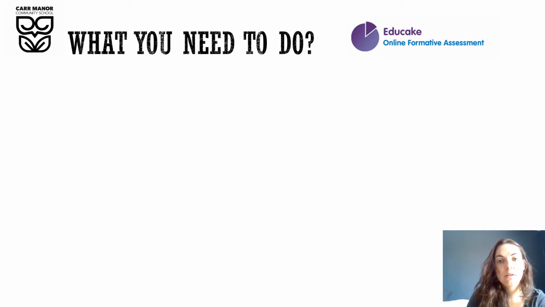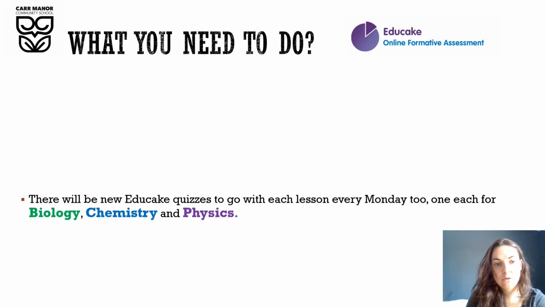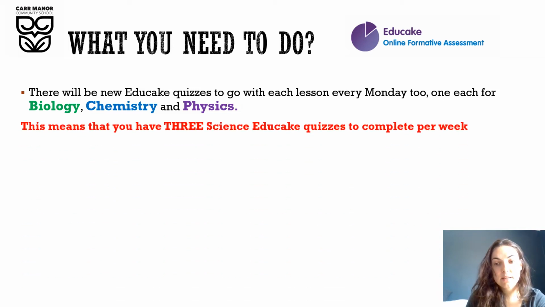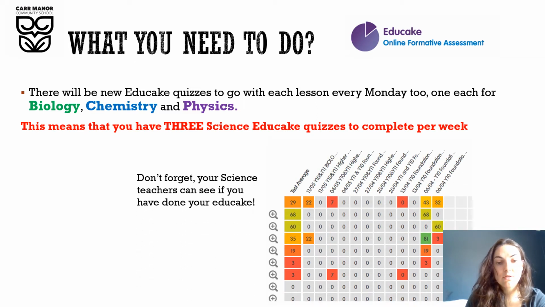After the video, there is an Educate quiz to go with it. You should have your Educate log on. If you don't have your Educate log on, then you can ask your coach or you can email your science teachers. Again, there are going to be 3 science Educate quizzes for you to complete every week. So there's 1 biology, 1 chemistry and 1 physics, and they will link to the online lesson that you have watched. Now, don't forget, your science teachers can see if you have done your Educate, so we will know if you're doing your science work.